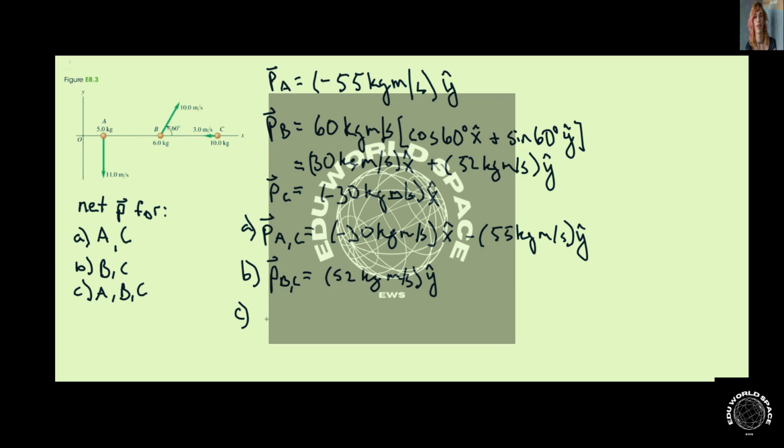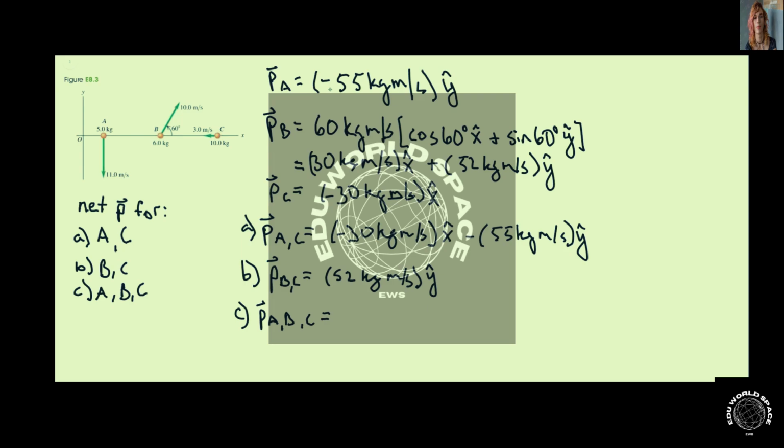And now for part C here, it's worth noting that we only have to add actually two things together, B and C, since we already have that, and then A. You could also take A and C and then add B. It works the same, because addition is commutative and associative and everything.